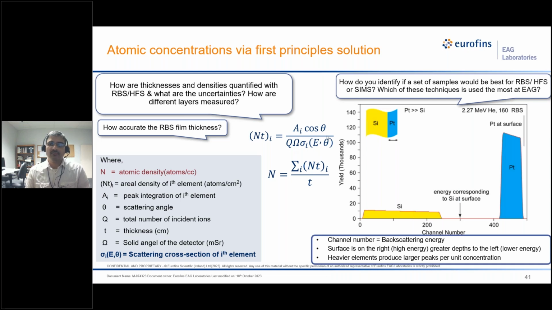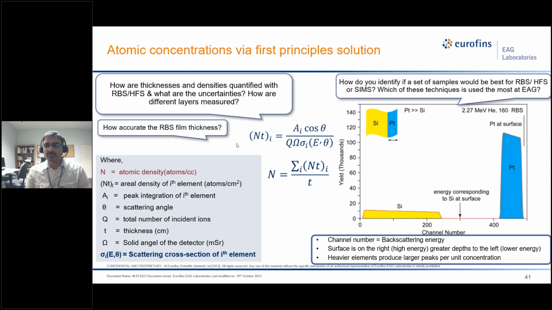This equation, in a way, is a simplified but final solution of RBS physics. Here we are solving the ion scattering physics. So A is the peak integration of the platinum; the ith element is platinum. Theta is the scattering angle, that is 160 degrees. Q is the total ion dose. Omega is the solid angle of the detector, and sigma is the scattering cross section of platinum. I'll discuss this in the next slide.